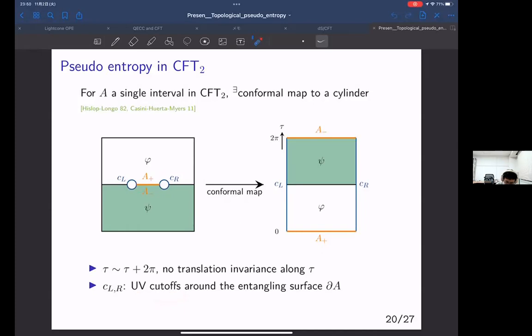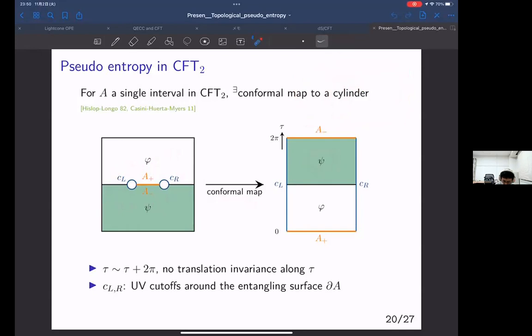Then after the map, you get a cylinder. This part and this part are glued together. Tau parameterizes the cyclic direction. In the original figure, tau is the direction around these two holes. So after the map, you end up with just a cylinder.